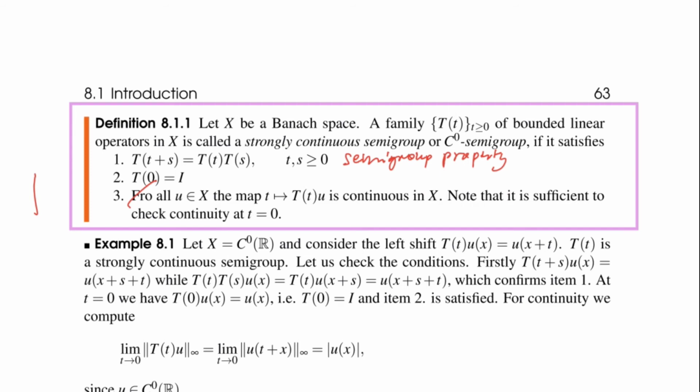So the exponential e to the At, where A is a matrix, would satisfy all these conditions, right? So e to the A(t plus s) is e to the At times e to the As. Fine. e to the 0 is the identity, and then the map is continuous as well. So that's all good. Let's do another non-trivial example, which has to do with PDEs.